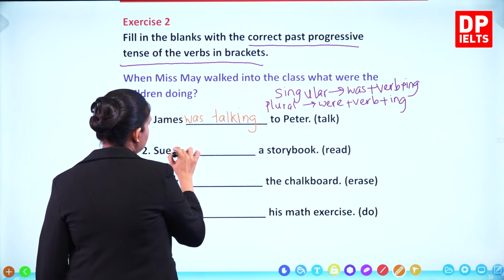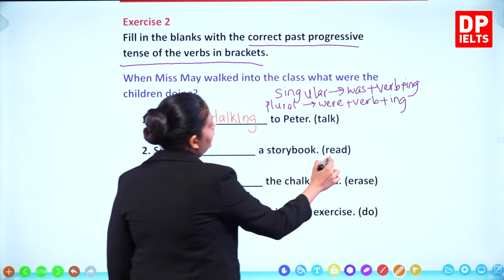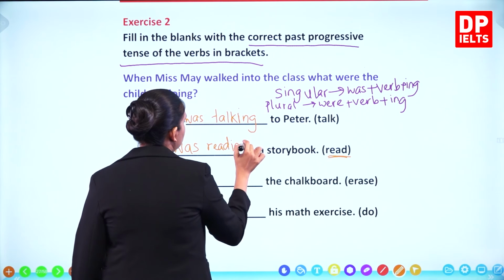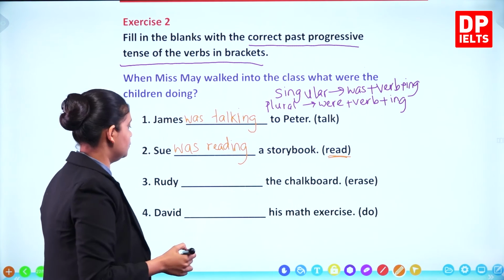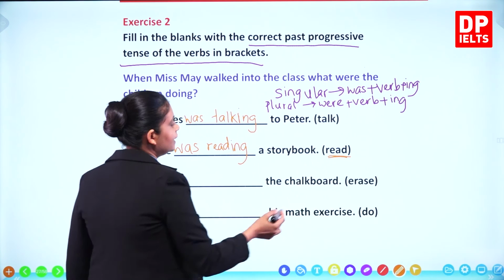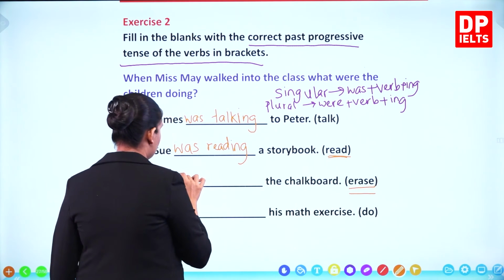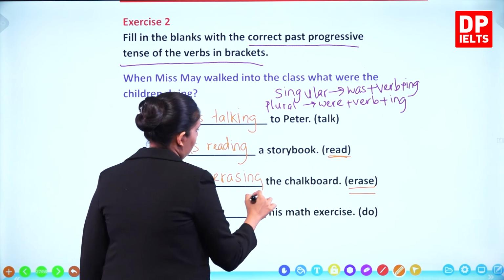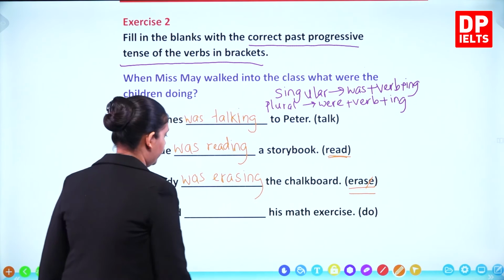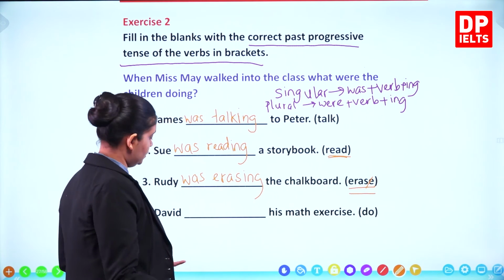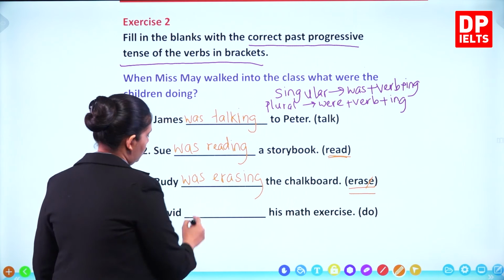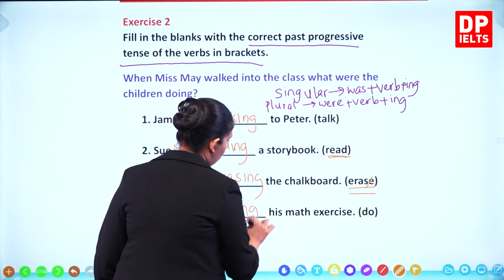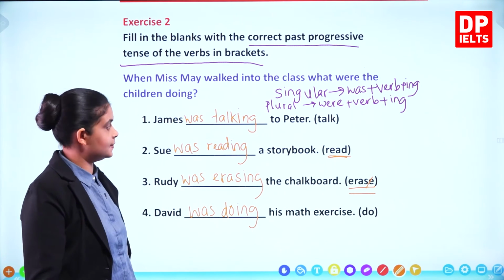Sue is one person. So, therefore, was. What is the verb inside? Read. So, read plus ing. Was reading a storybook. Rudy, erase is the word. Rudy is one person. Was erasing. If there is an E, you cut the E and you add ing. You remember the rules, right? David was doing, do plus ing, his math exercise.